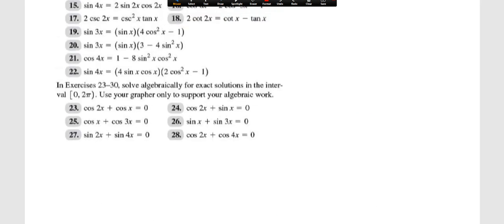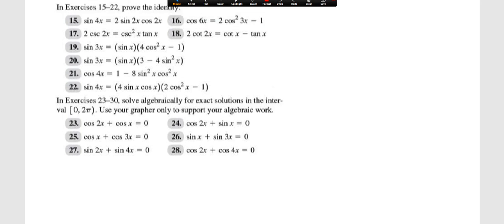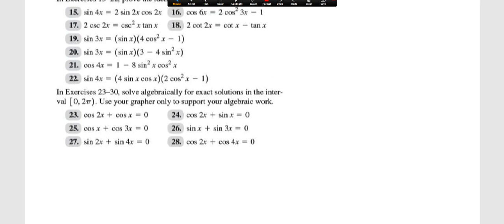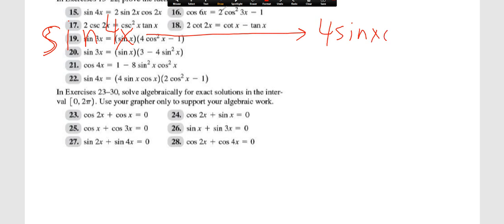All right, next, 22. Oh man, that's a bad looking sign. Sine 4x. And we want to change that into 4 sine x cosine x times 2 cosine squared x minus 1. Whoa.